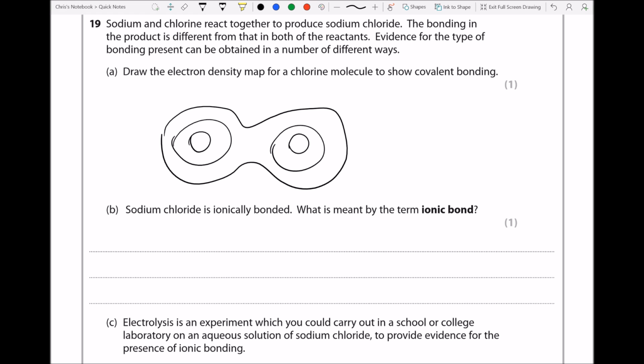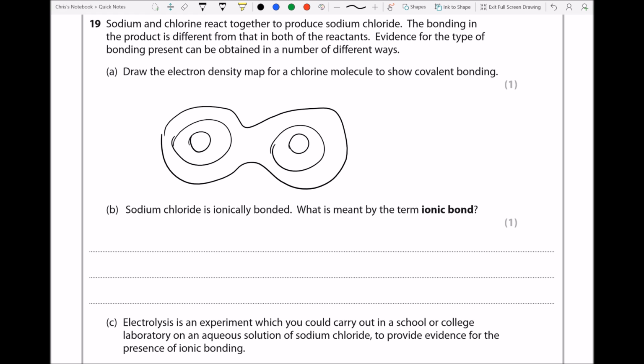Part B. Sodium chloride is ionically bonded. What is meant by the term ionic bond? Right, ready for this? Okay, so you've got to say electrostatic attraction between oppositely charged ions. Okay, that is just chemistry keyword overload there. The electrostatic attraction is basically the attraction between positive and negative, so that's the attractive force, and oppositely charged ions, because you do have a positive ion and a negative ion, and that's what holds these things together. That is an ionic bond.